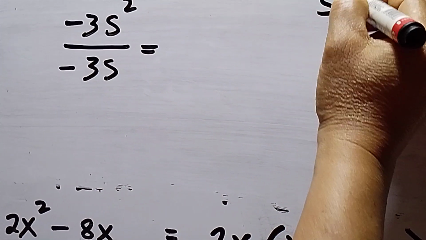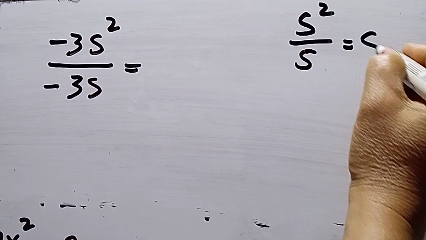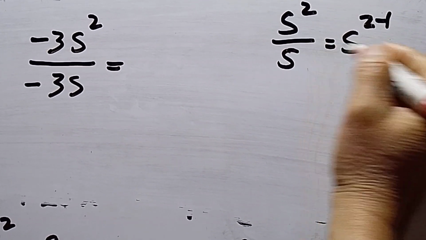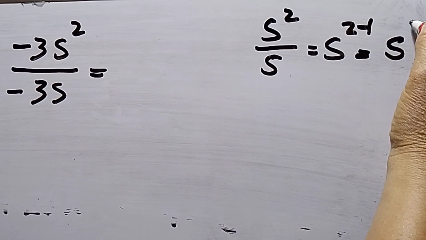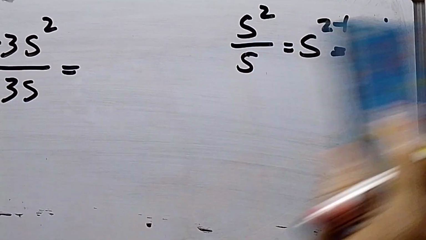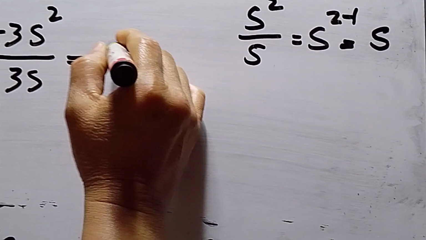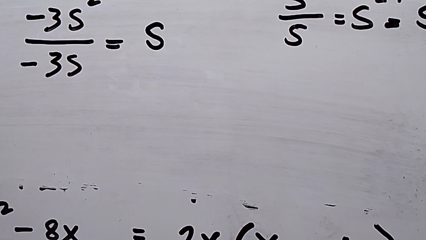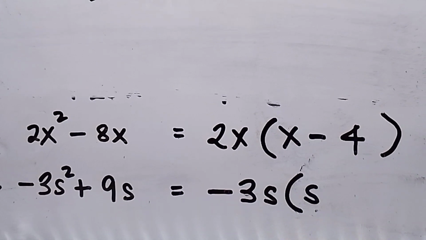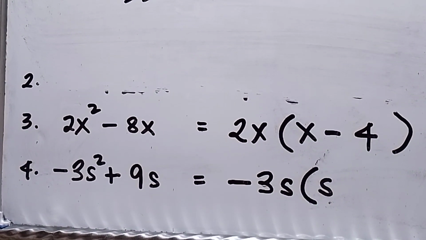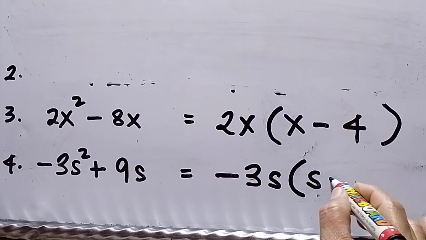s squared divided by s. So this will be s raised to the power of 2 minus 1, because there is an invisible 1 in here. So the answer will be s to the power 1. No need to write the exponent 1 because it's understood. So this will be s. So I will put in here s. Then this is, let's say, this is minus, right?